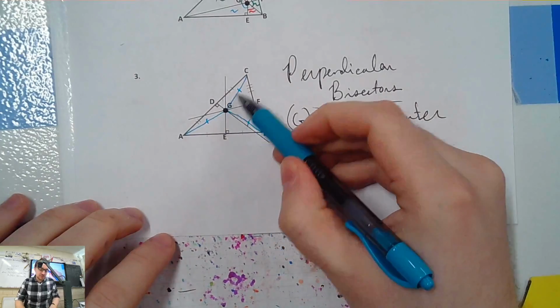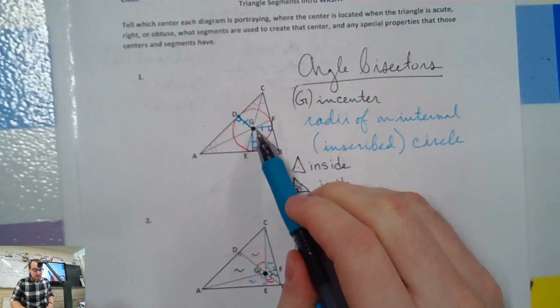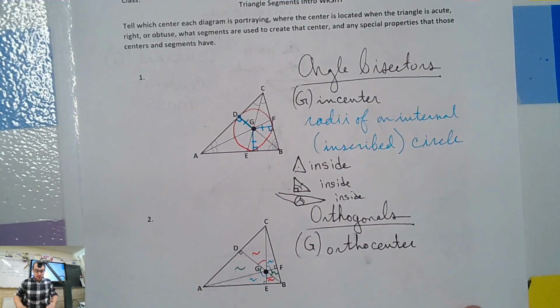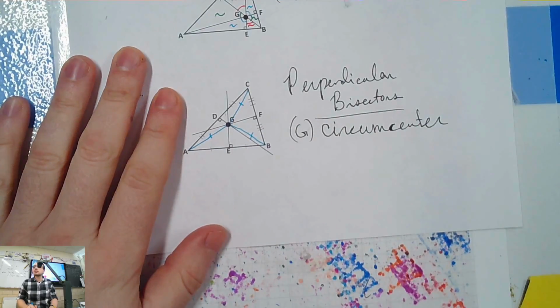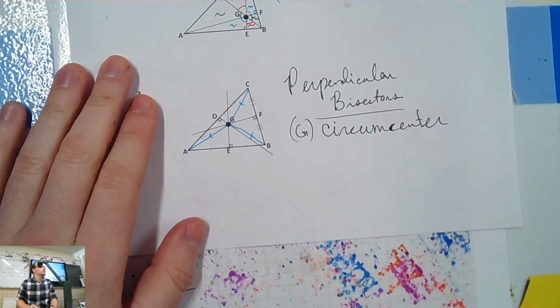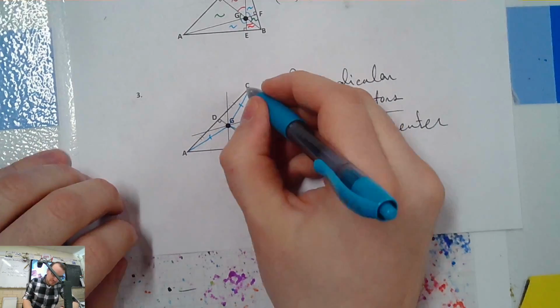So if I'm the same distance from every vertex, what is G the center of? When it's the same distance from the sides, we get a circle that's inside. When it's the same distance from the vertices, what are we going to get? I have a center point, and I've got lines going from it the same distance. I'm going to get a circle. What's the circle going to look like? It's going to be on the outside.